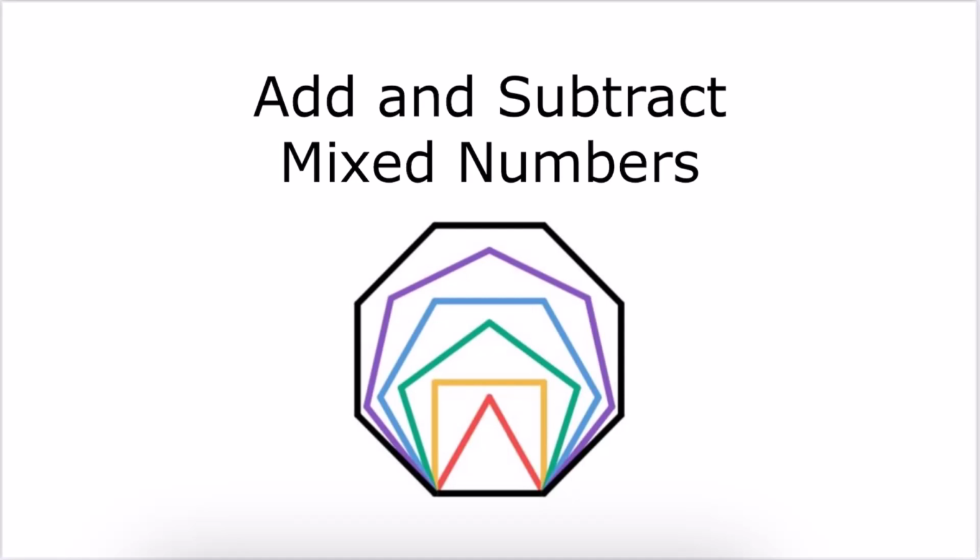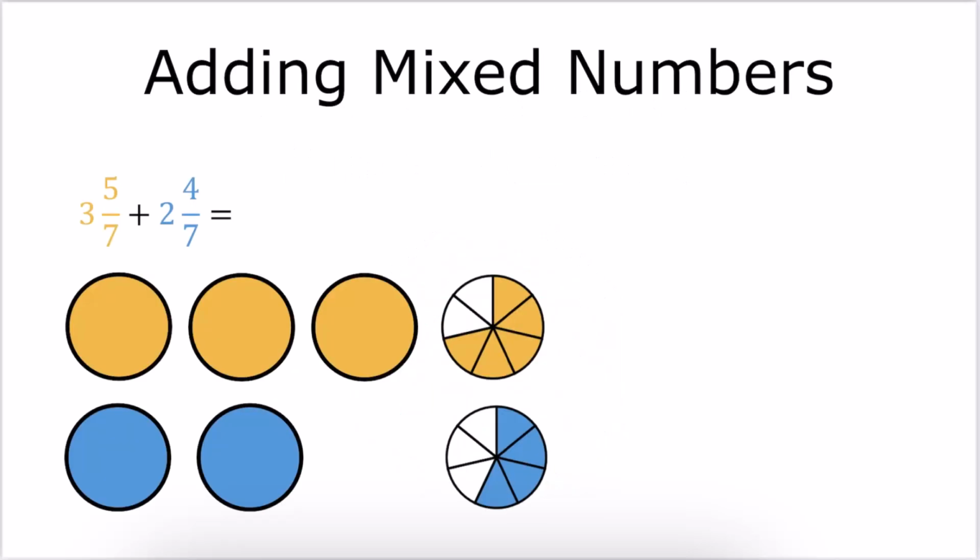Everybody. In this video, we're going to talk about how to add and subtract mixed numbers. So let's start talking about adding mixed numbers when you have common denominators, because that's definitely the easier situation. So if I have 3 and 5/7 and I want to add 2 and 4/7, basically, just like with all addition, we're combining these together.